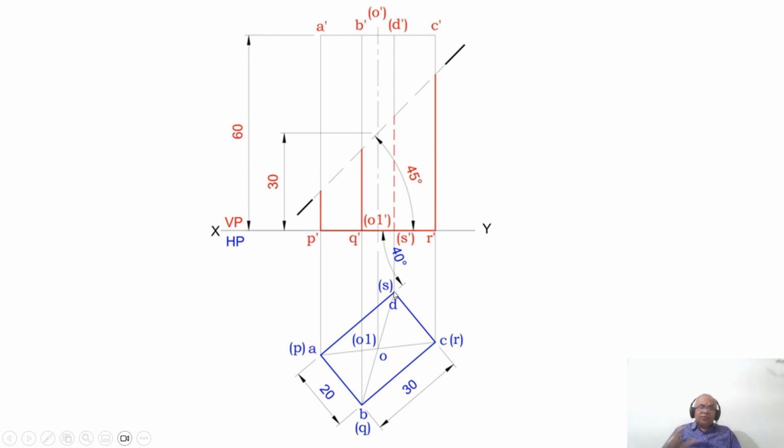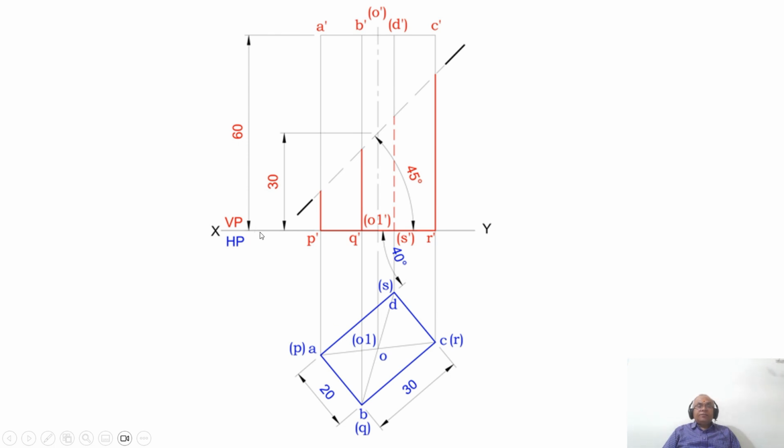Now since you need to bisect the axis, I need to find out the center point of this rectangle. How are we able to get the center point of the rectangle? By joining the two opposite corners, that means the diagonals. So join BD and AC. You get the intersection point, which is the center. You mark that as O and O1 in bracket.